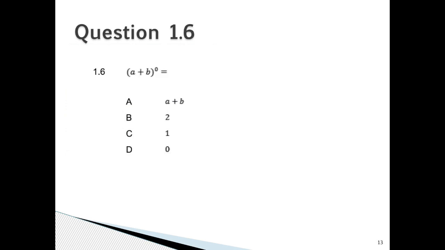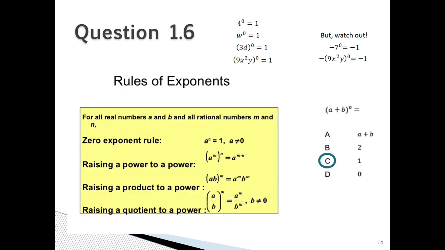Question 1.6. (A plus B) to the power 0 is equal to what? Is it A, A plus B? Is it B, 2? Is it C, 1? Or D, 0? It is really important to remember our exponent rules.